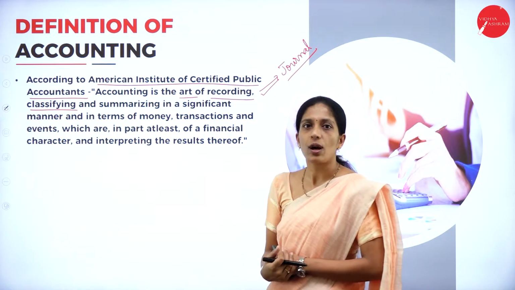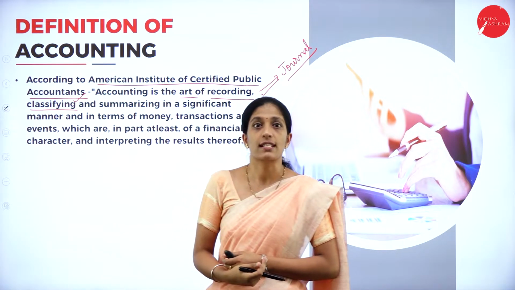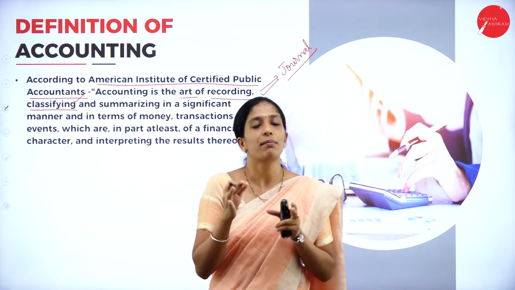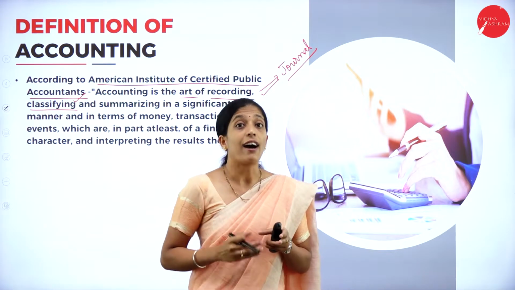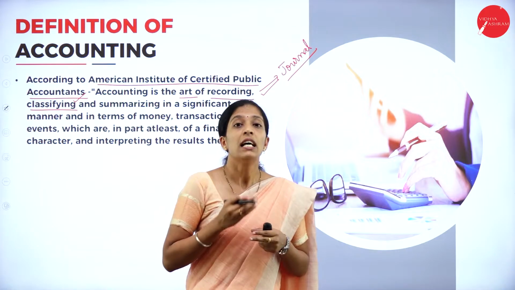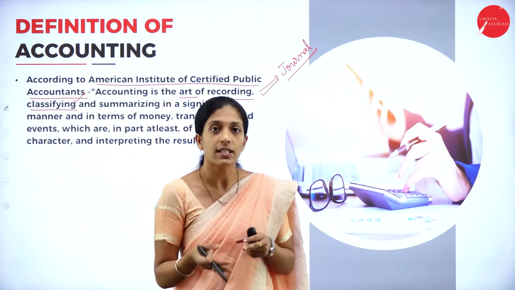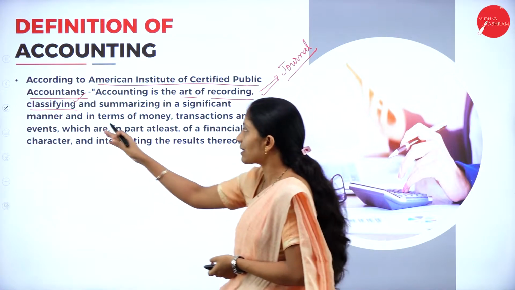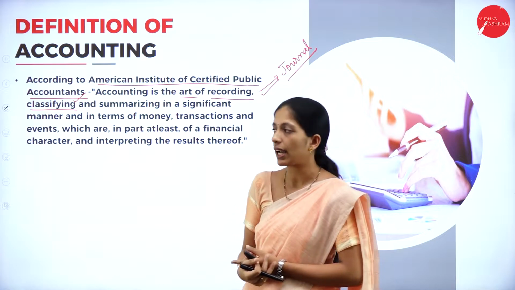So after recording in journal, what we'll do? We will classify the transactions, because in journal we will randomly record all those transactions in a chronological order. After that, we have to classify the transactions depending upon their nature and type, which is the next process, that is classifying, where classification takes place in the form of ledger accounts.